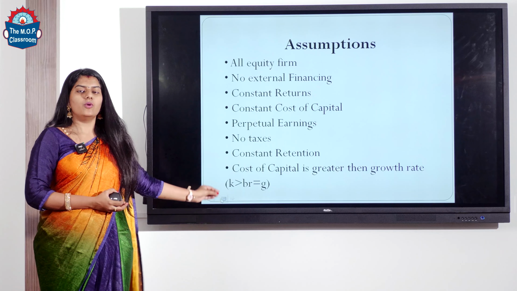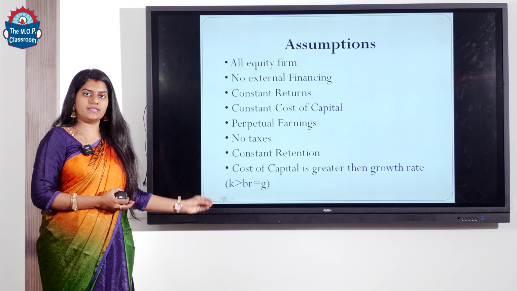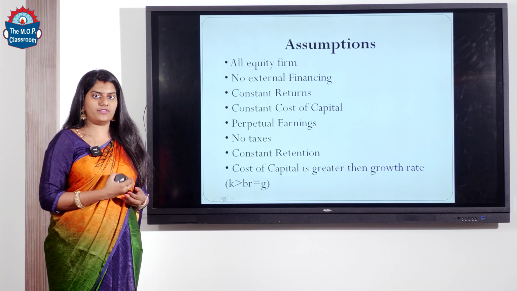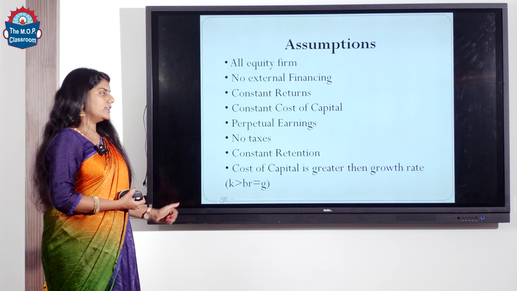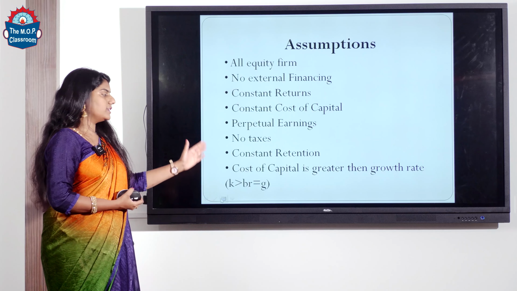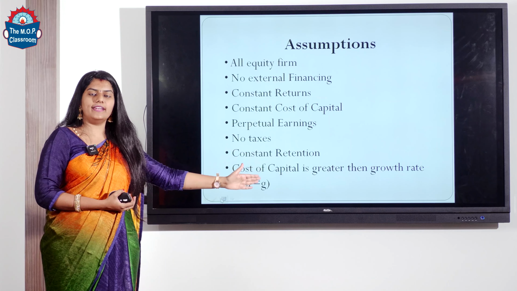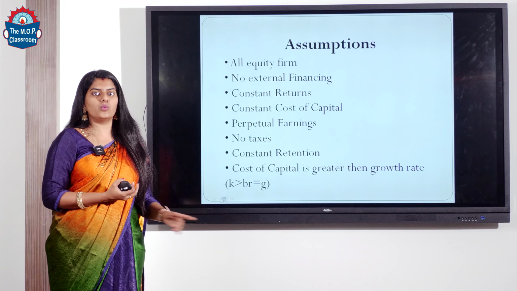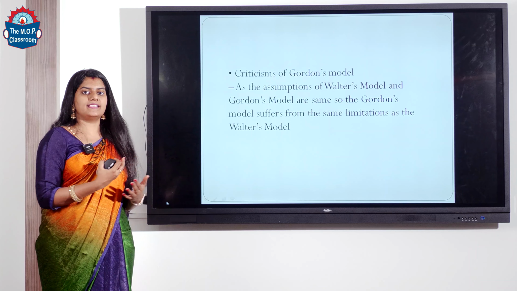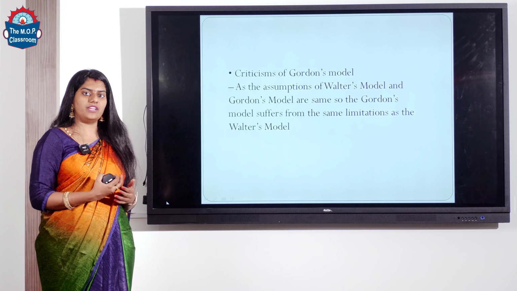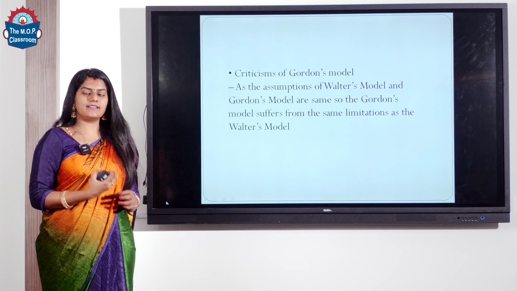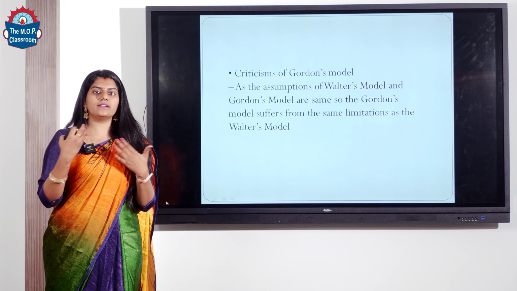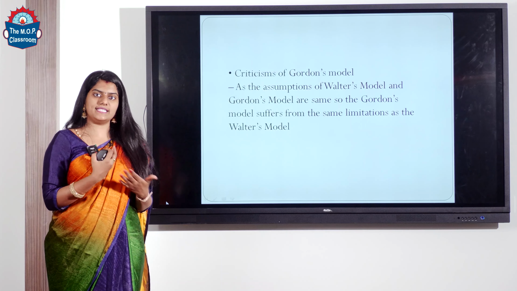And finally, Walter's model had told us that there is going to be no growth as such in the earnings of the company. But Gordon's model tells us that the cost of capital is always going to be greater than the growth rate, which means we are going to have a growth rate involved in our firm. The only reason is that Gordon's model is having a growth element in it. That is the reason this has been given as a separate model to us. Otherwise, Walter and Gordon's models both face the same limitations.